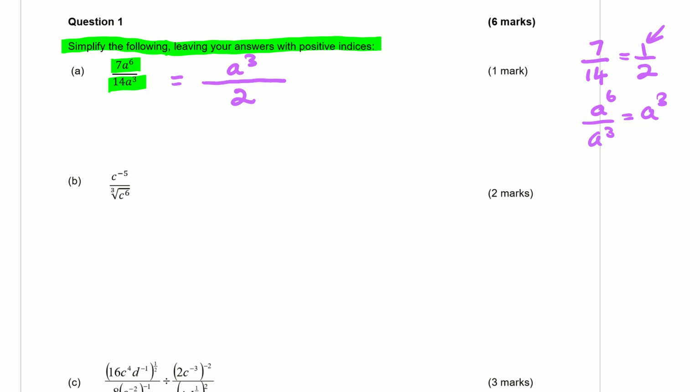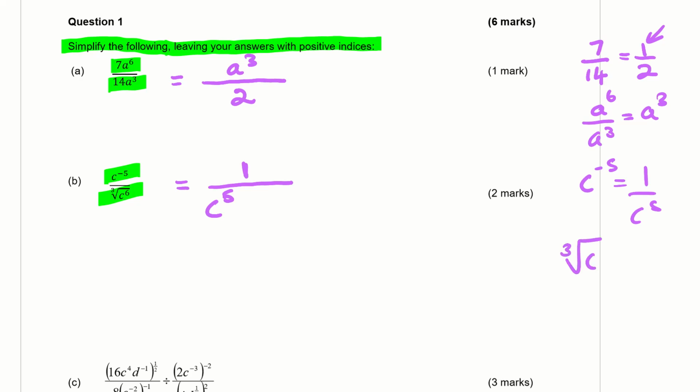Let's go to b, where we have c to the negative 5 over the cube root of c to the 6. Well, the c to the negative 5 is 1 over c to the 5. So I'm going to leave a 1 on top and move the c to the 5 down here. Now, the cube root of c to the 6 is the same as writing c to the power 6 to the power 1/3. A cube root is that.